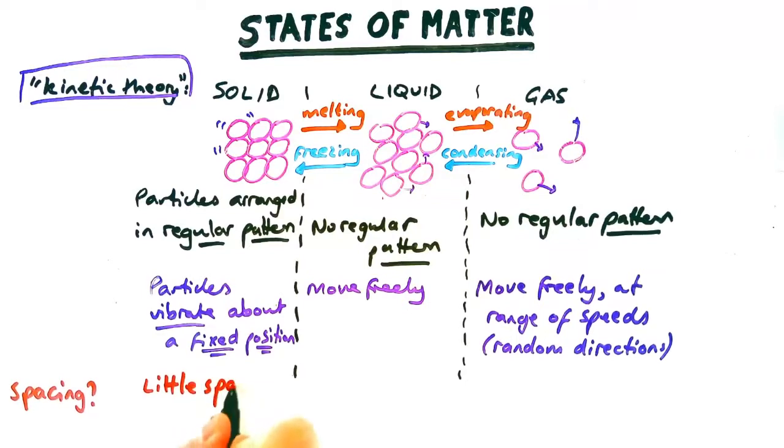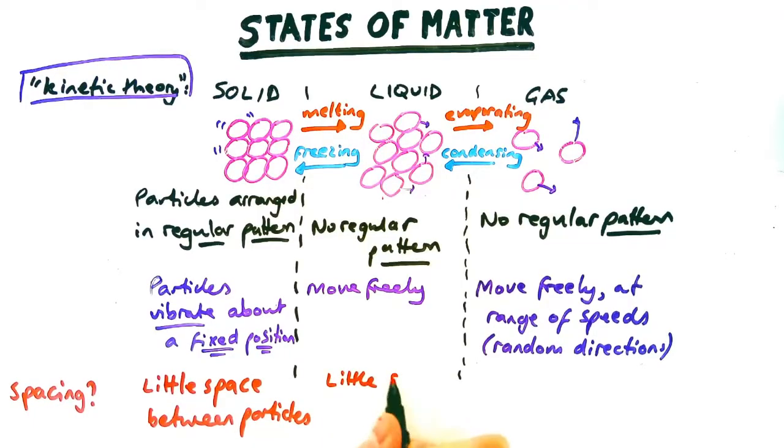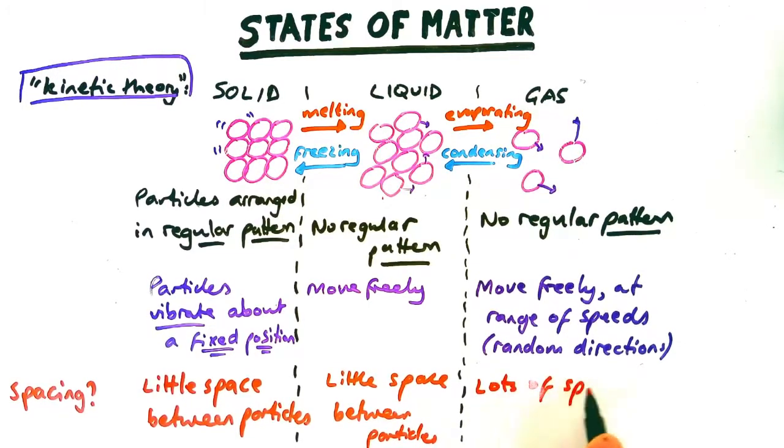Third thing we're going to talk about is spacing between particles. In a solid, there is very little space between particles. In a liquid, if you look at the diagram, there's little space between particles as well, a little bit more, but still not much at all. And in a gas, there is lots of space between particles. This could be used to explain things like density, and another property we'll come on to in a second.